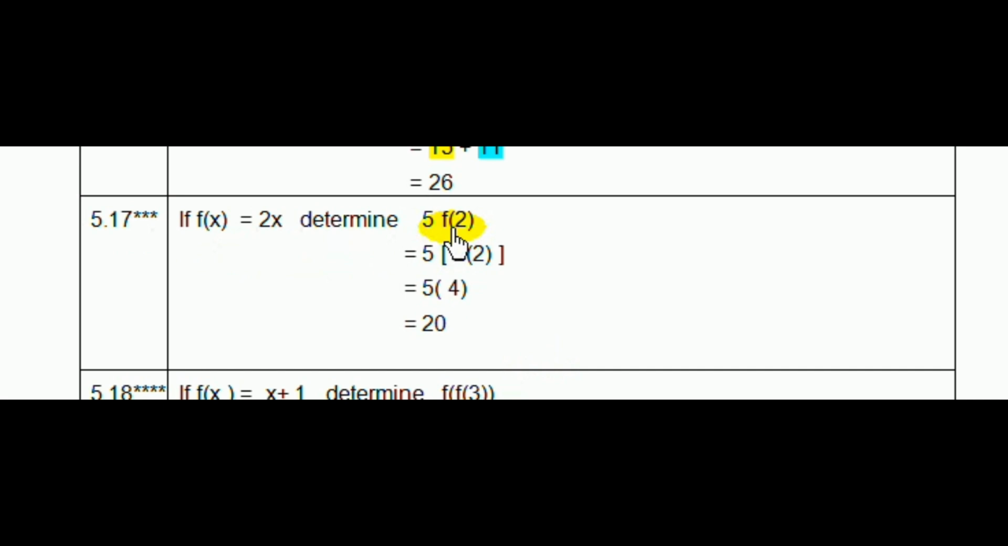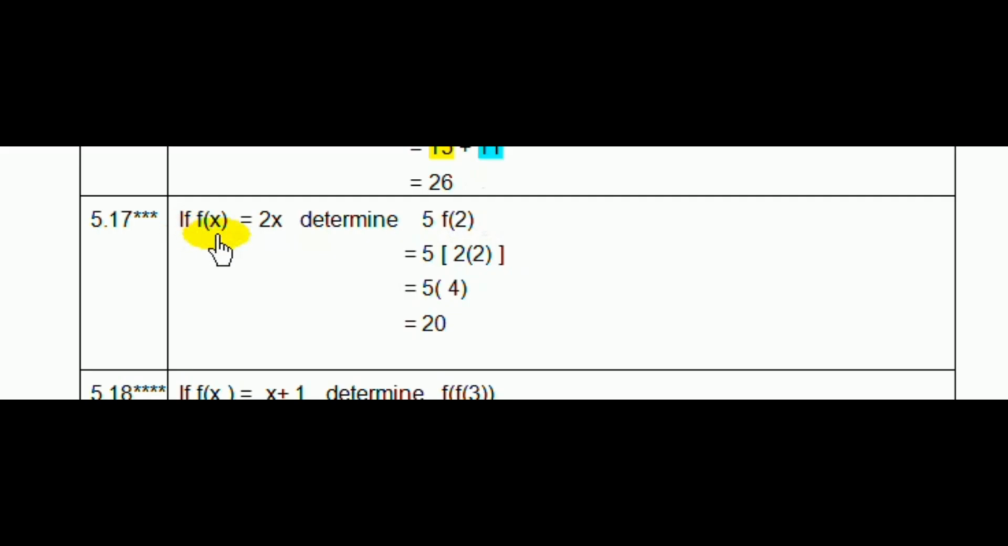If I asked you in all the previous ones what was f(2) or f(3) or f(1) or f(0), doesn't matter, how does your answer look? Your answer is a numerical value. So if I ask you 5 times f(2), it's exactly the same as asking you 5 times the value of f(2). Now f(2) means you've got to go to the f expression and make the variable 2.